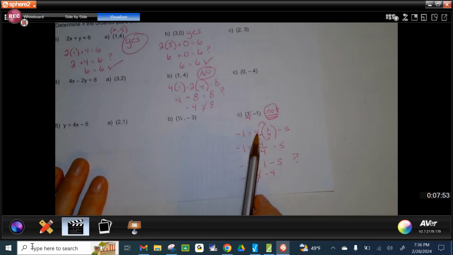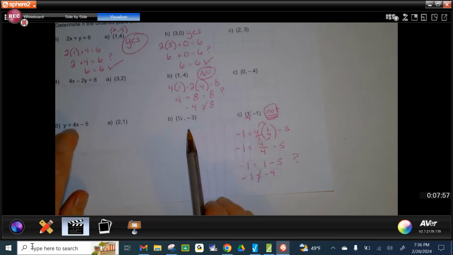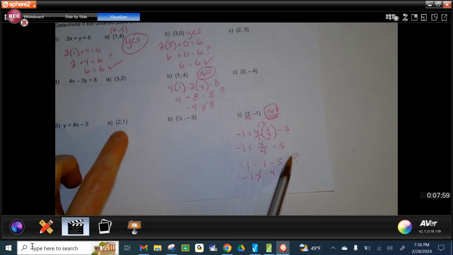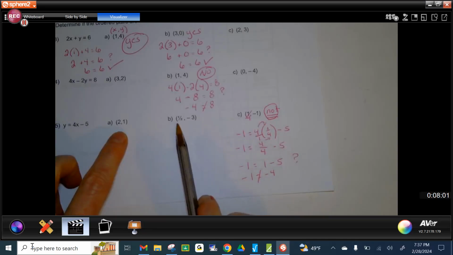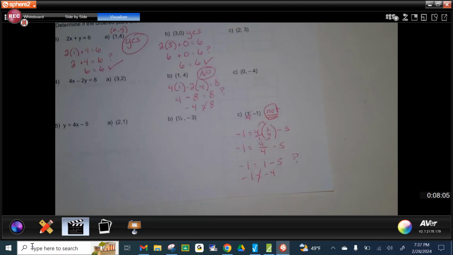Put it in for x and change this 4 into a fraction like we did here. See how it goes. Rewatch this one again if you need to see how I did it. Now you're going to try this one, and then you're going to try this one. Okay? And that's how you check to see if ordered pairs are solutions to the given equation.